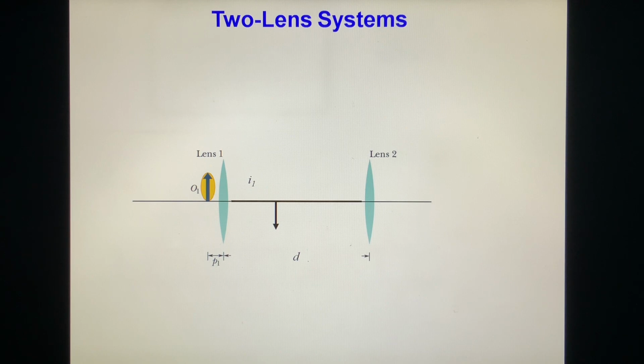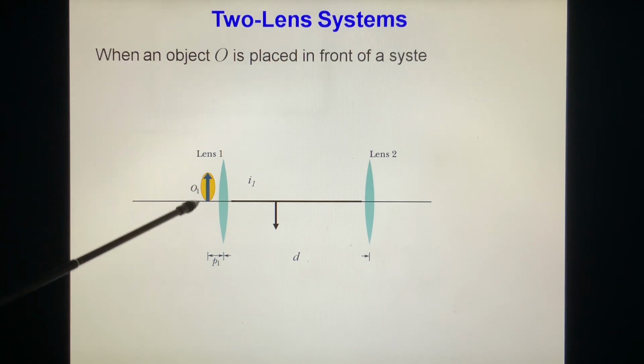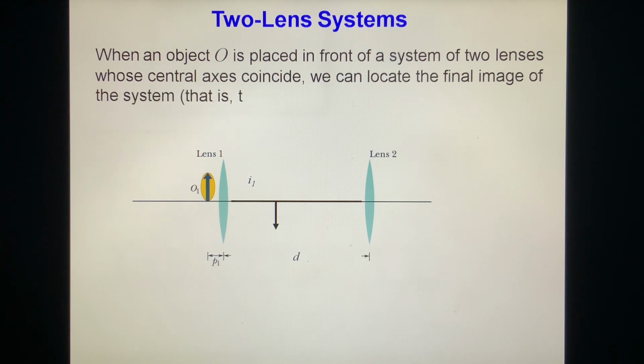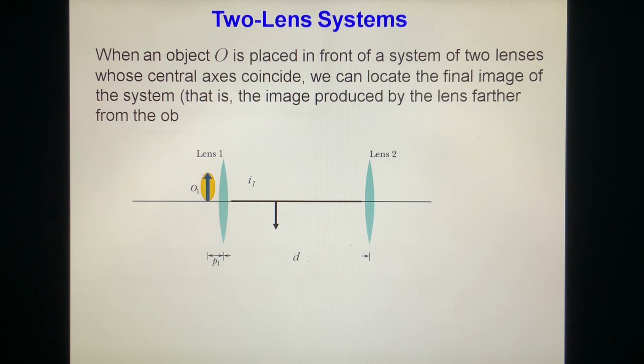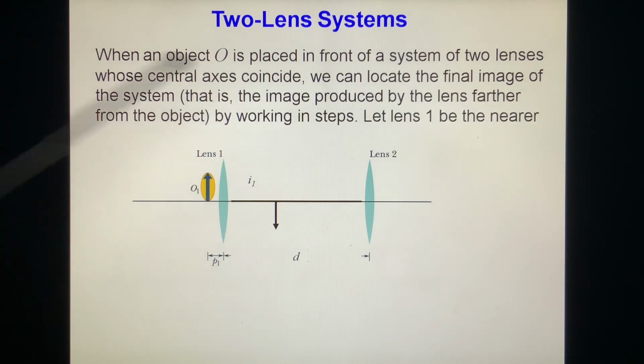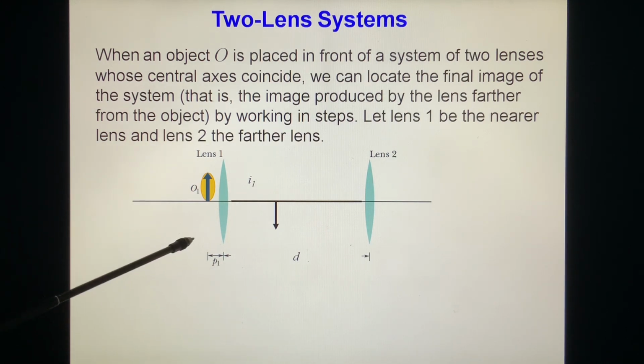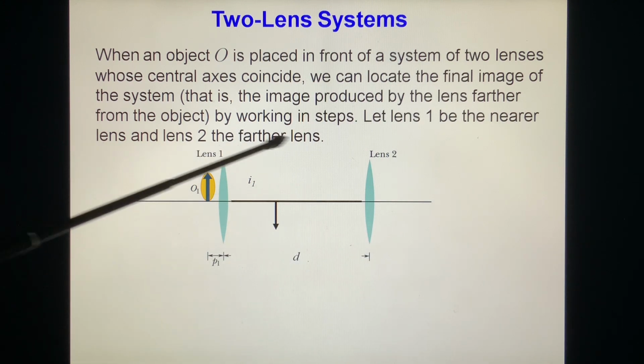Two lens systems. When an object O is placed in front of a system of two lenses whose central axes coincide, we can locate the final image of the system, that is, the image produced by the lens farther from the object, by walking in steps. Let lens 1 be the nearer lens, and lens 2 the farther lens.